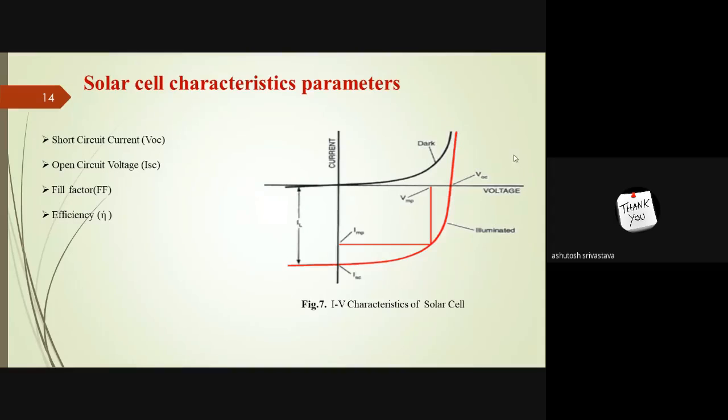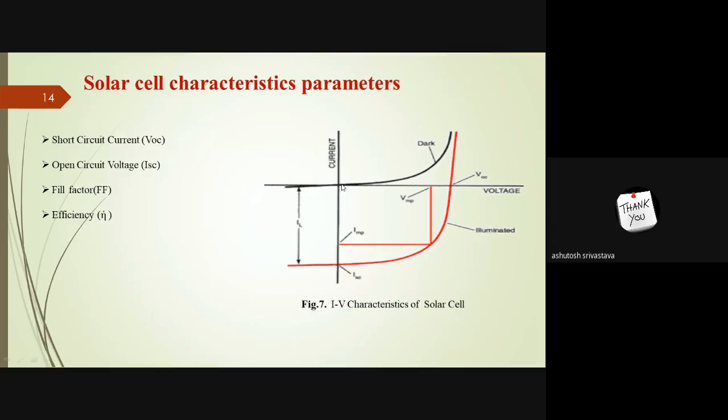So we can see here the IV characteristic graph of a solar cell. Since my solar cell is a device that generates power, as per the law of generation, this product has to be negative for this device to be power generating. We can also see this black color graph, which very much resembles a normal PN junction diode.